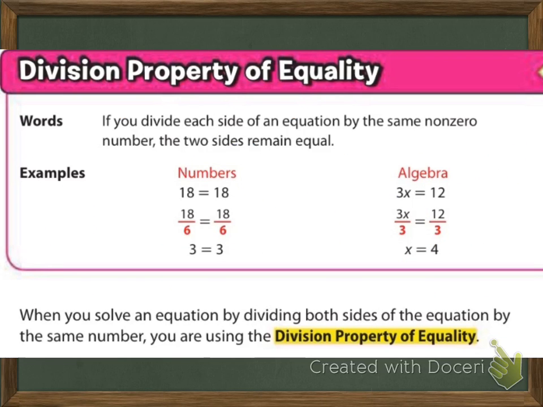All right, so for the division property of equality, if you divide each side of an equation by the same non-zero number, the 2 sides remain equal. So they're just showing you, just to make sure that you believe them, that if we have 18 equals 18, I think that we can all agree that 18 equals 18.